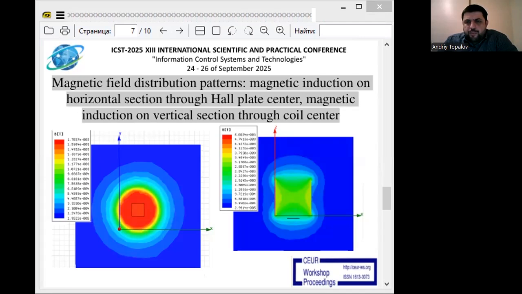Magnetic field distribution patterns: magnetic induction on the horizontal section for the Hall plate center, and magnetic induction on the vertical section for the coil center. The computational results validate the theoretical understanding of electromagnetic field behavior in solenoid configurations. The highest absolute values of magnetic flux density occur within the coil volume, particularly near the coil edges, with the maximum magnetic field concentrated near the winding periphery. These field distribution patterns correlate with established theoretical predictions, as illustrated in this picture.